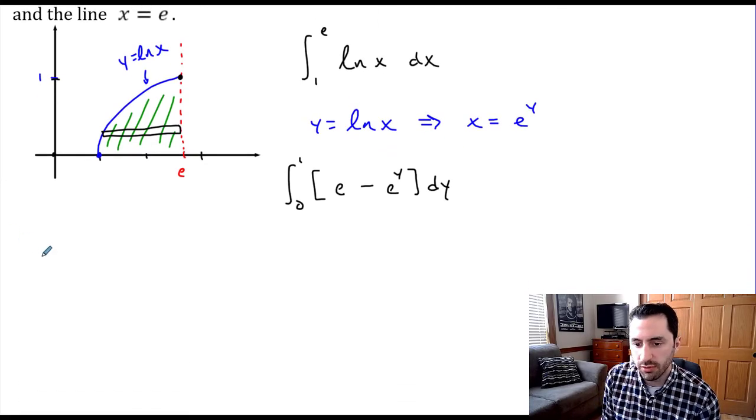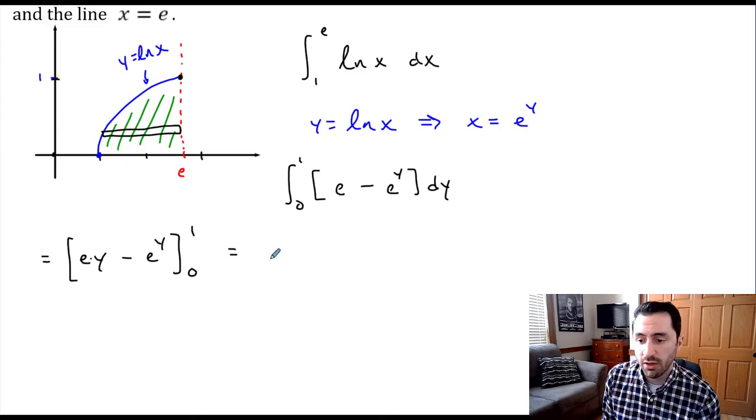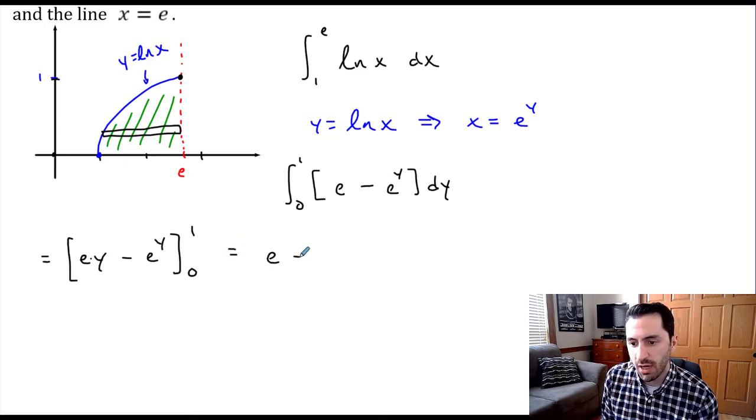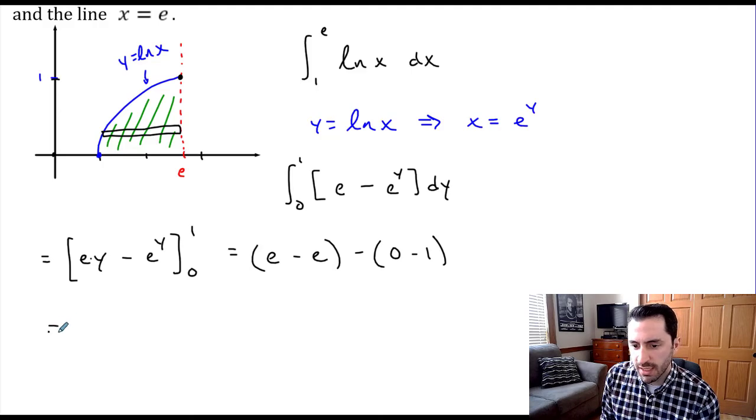So let's use our antiderivative rules and see what we get. So this is a constant, so the antiderivative to that is going to be e times y. And then the antiderivative of e to the y is itself. And we want to evaluate this from 0 to 1. So let's see what we get. So plugging in the upper bound of 1, e times 1 minus e to the first power, which is e. And then we'll subtract, plugging in our lower bound. So e times 0 is going to be 0, and we have minus e to the 0 power, which is 1.